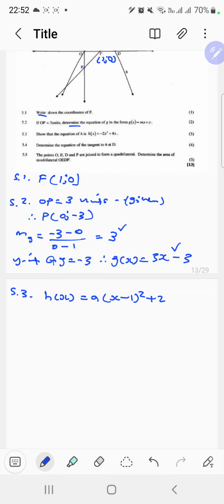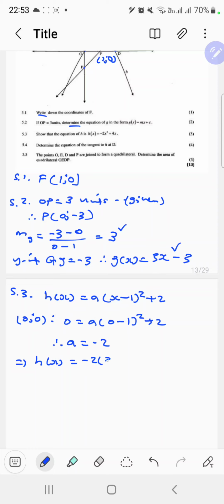That's what we're given. And then, of course, through the origin, we know that 0 is going to be equal to a into 0 minus 1 all squared plus 2. We need to solve for a here, and I can solve for a in the very quickest of ways. I know that a is equal to minus 2. Done. And it's a negative number. So this implies that h of x is equal to minus 2 into x minus 1 all squared plus 2.